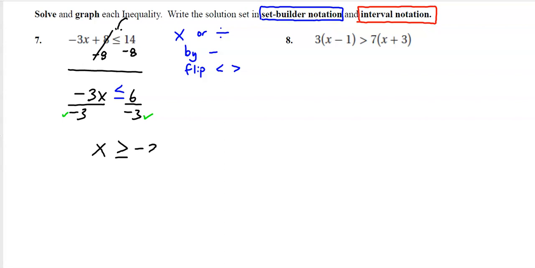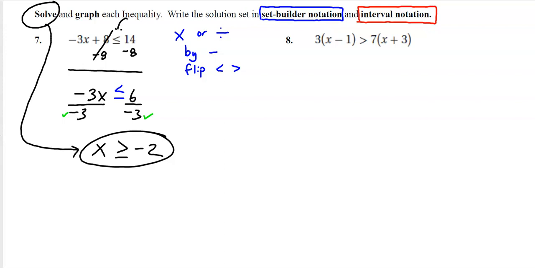And that comes out to be a negative 2. So normally I'd say, okay, there's your answer. X is greater than or equal to negative 2. Well, I just did the solve part. So we solved it. Now what we need to do is we need to do the graph part.